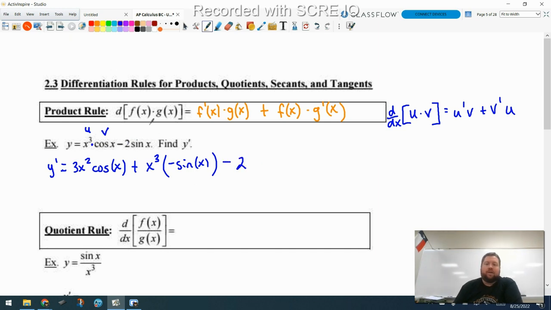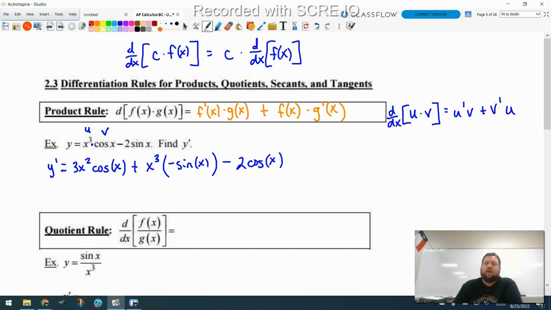You just have minus 2, because remember, when you take the derivative of a constant multiplied by a function, that's equal to the constant multiplied by the derivative of the function. So you just remove the constant. That should be an x in there. So you just remove the constant, negative 2, and you take the derivative of the function part. Derivative of sine is equal to cosine. All right, I'm just going to clean this up a little bit. So y prime is equal to 3x squared cosine x minus x cubed sine x minus 2 cosine x.